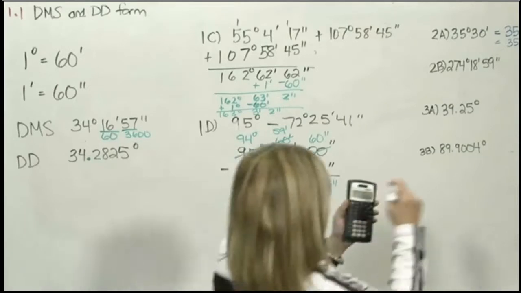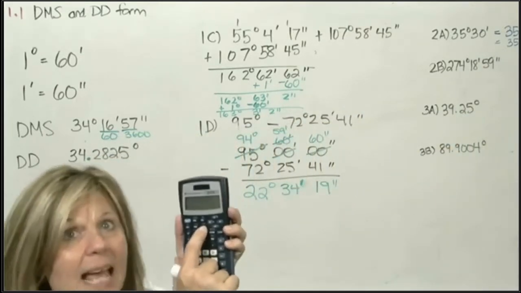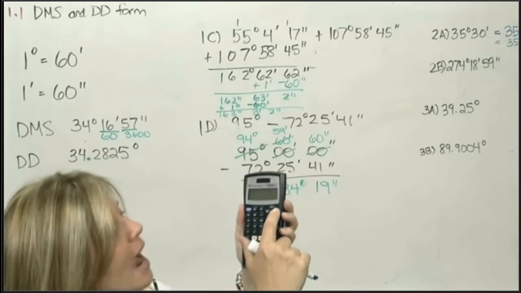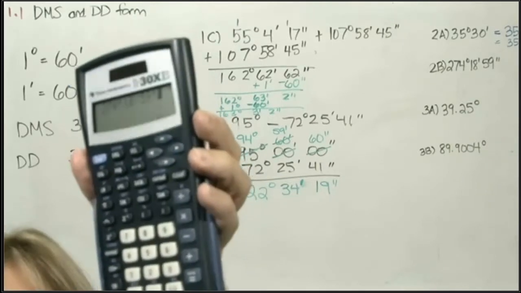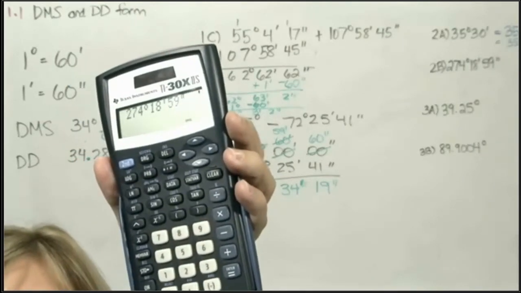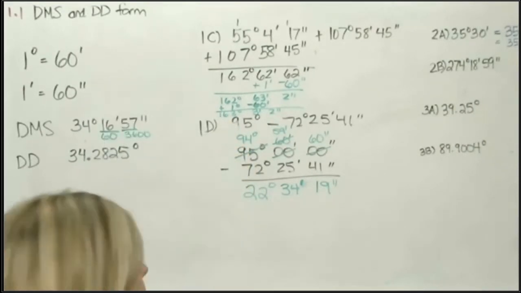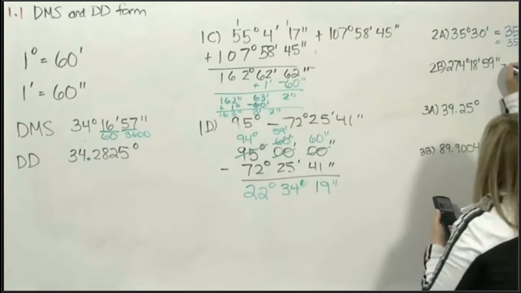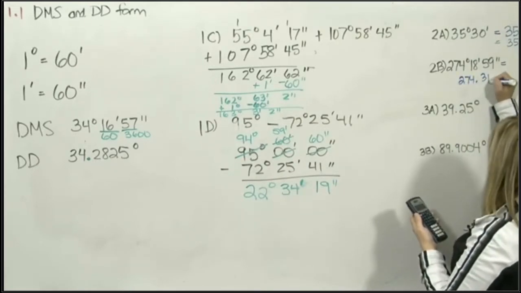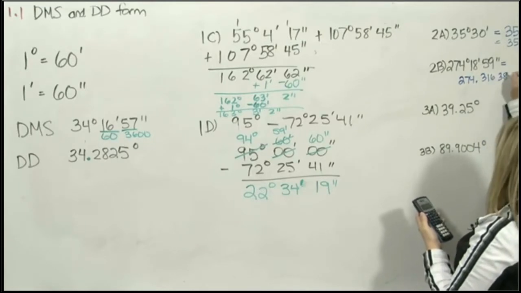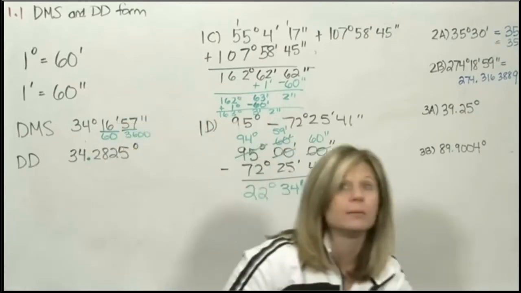Now I got seconds. So I'm going to type 59. I'm going to go back to that same button, and I'm going to arrow over twice to get seconds. So you should see in the screen degrees, minutes, seconds. Now all you got to do is hit enter, and it gives you a long decimal. So I'm going to write that whole decimal out. 274 decimal point 3163889.